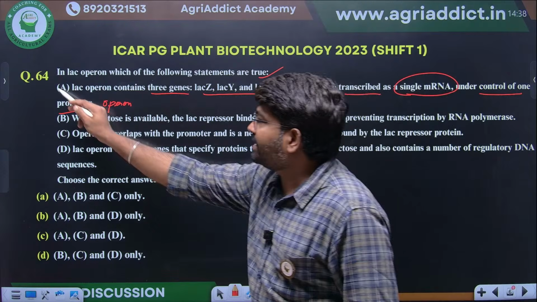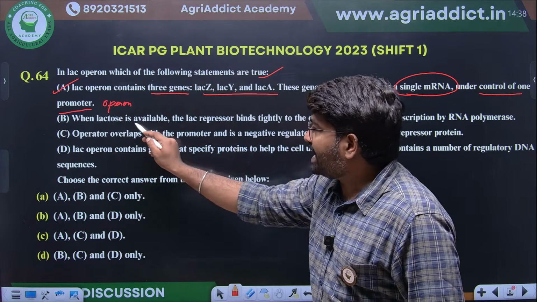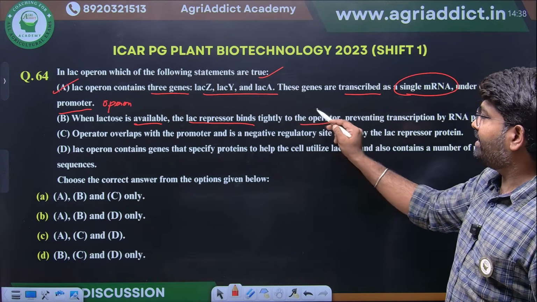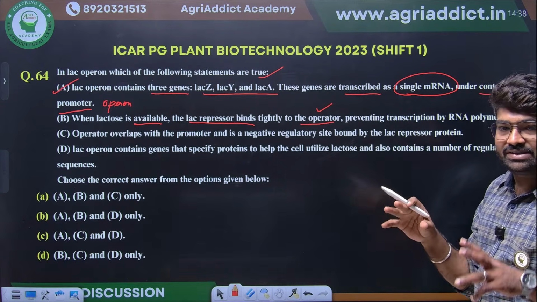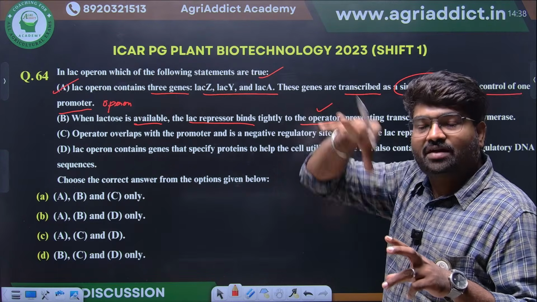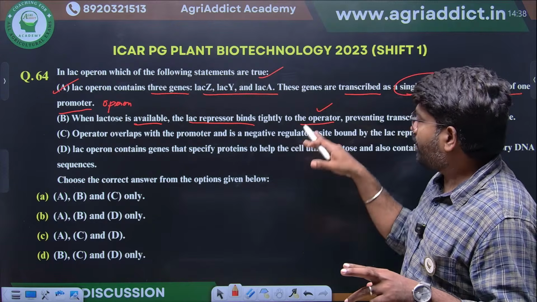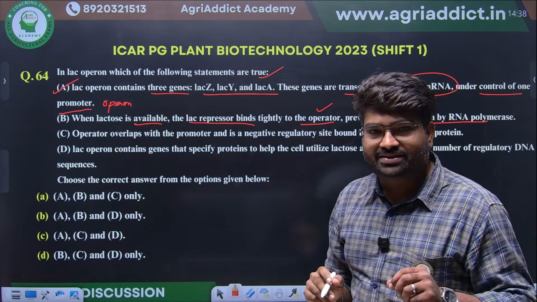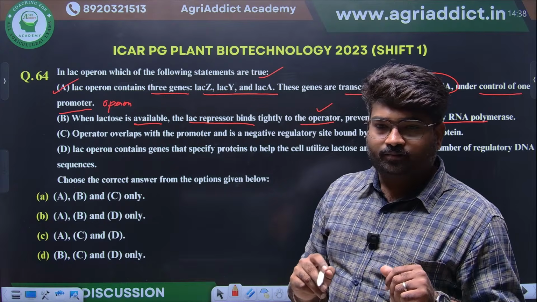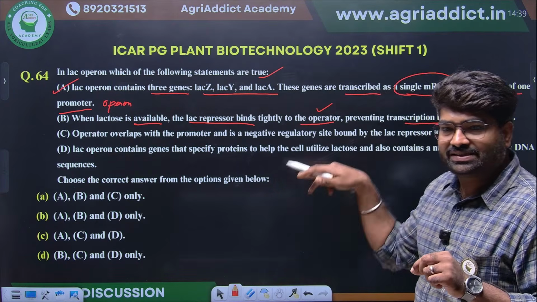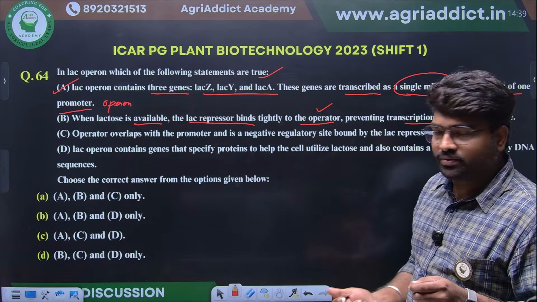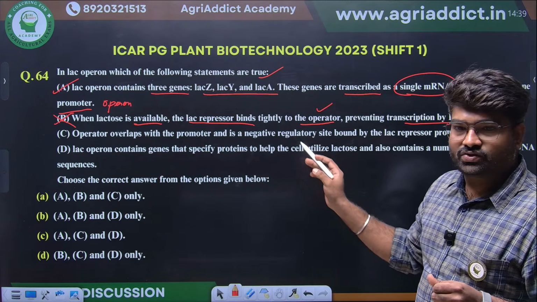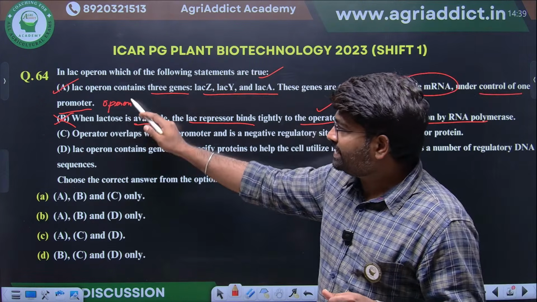Yes, A is correct. The next option says when lactose is available, the lac repressor binds tightly to the operator region, preventing transcription by RNA polymerase. Is this right or wrong? They are saying if lactose is there, it will be repressed. No. If lactose is there, the operon will be activated. So that is the wrong answer. A is correct, B is wrong.